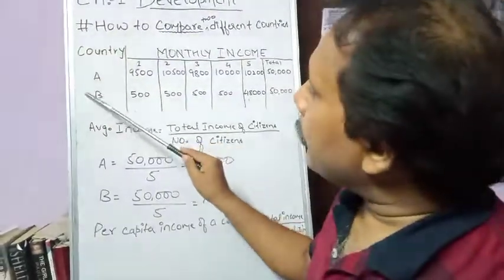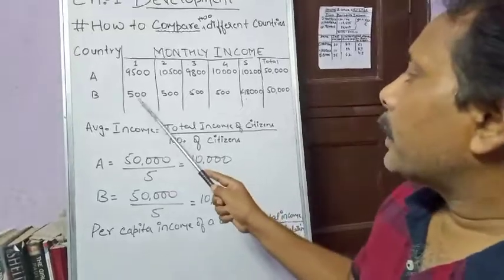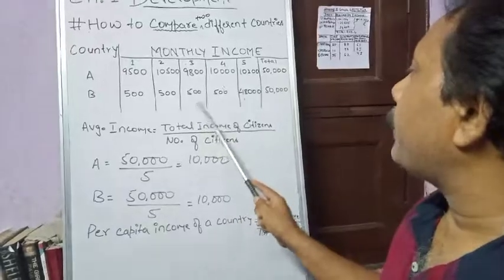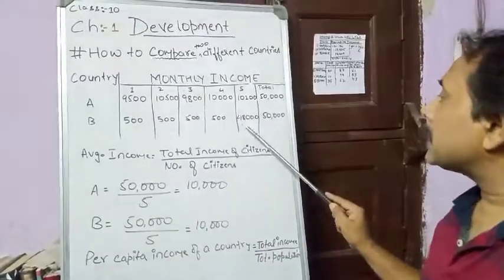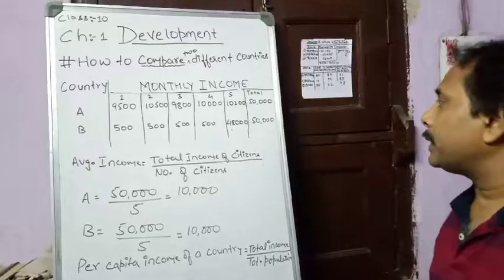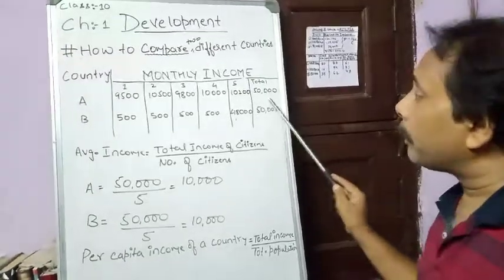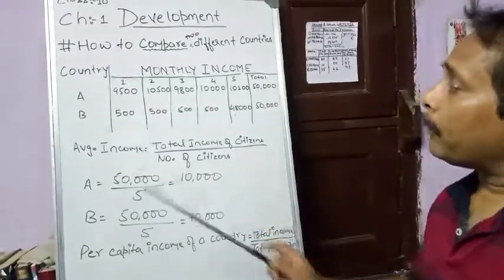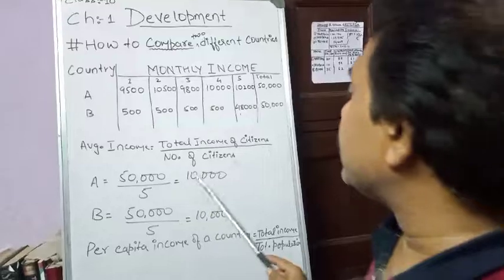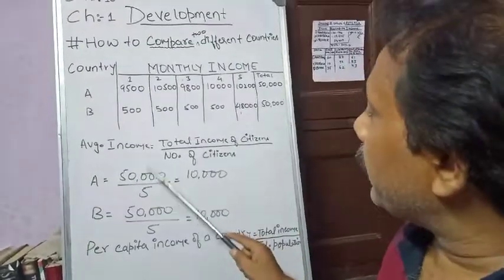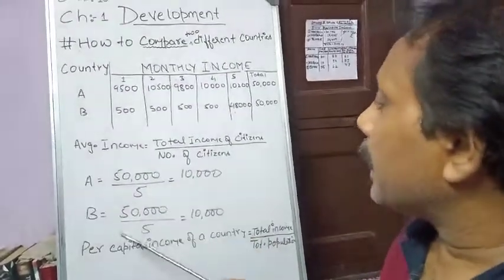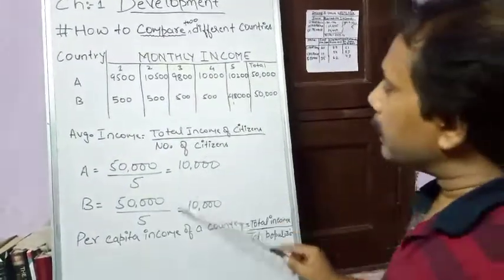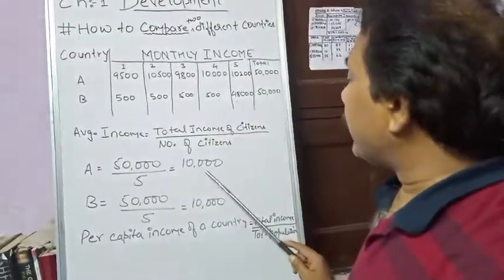In the case of country B, the income of 4 citizens is the same, 500, 500, 500, 500, but one citizen's income is 48,000. That's why the total income of country B is also 50,000. So the average income of both A and B is 10,000, because 50,000 divided by 5 citizens, and again 50,000 divided by 5 citizens. So the average income of both countries is 10,000.